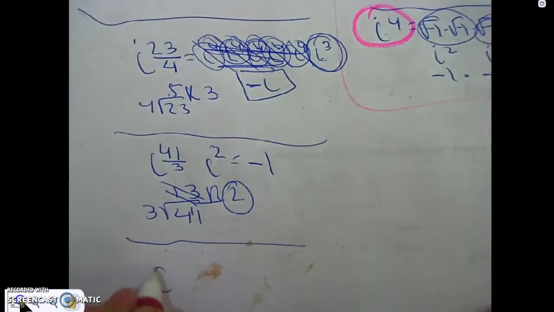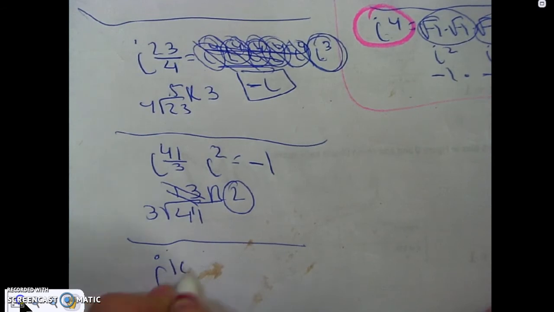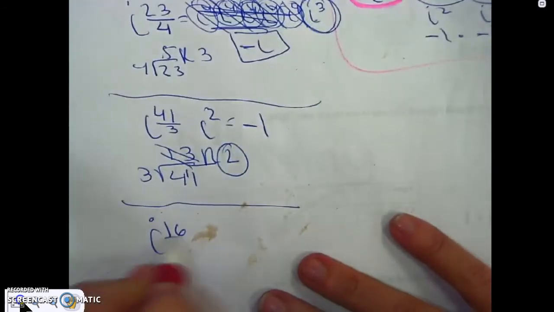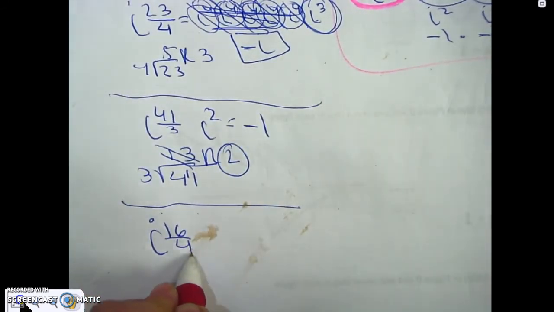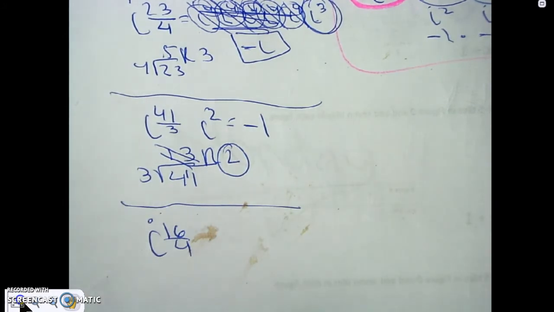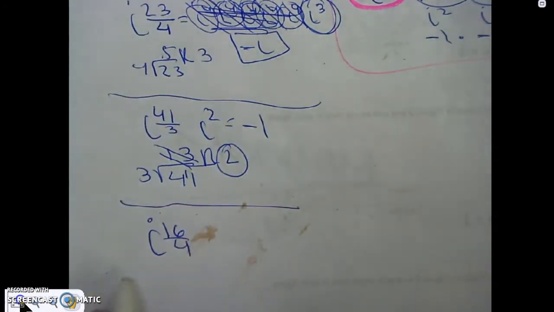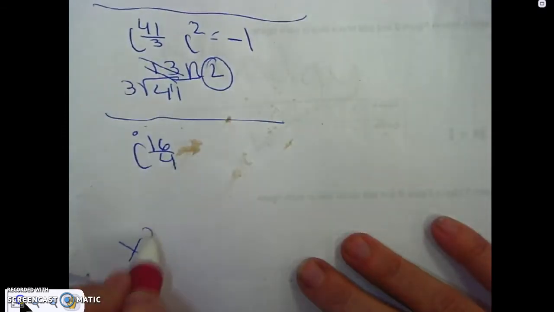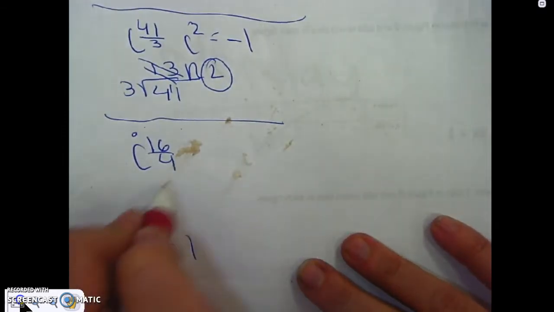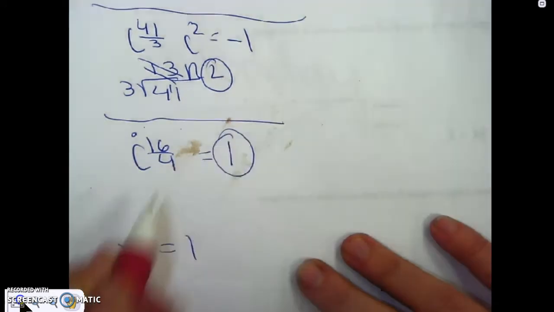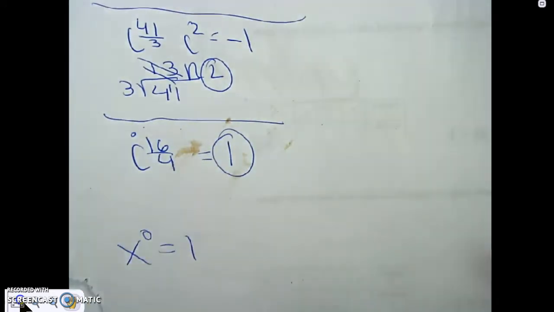This time I'm going to have i to the 16th. Divide by 4. Well, it goes in perfectly, which means the remainder is 0. And if you remember, anything to the 0 power is equal to 1. So i to the 0 is just 1, because it's all 4s.